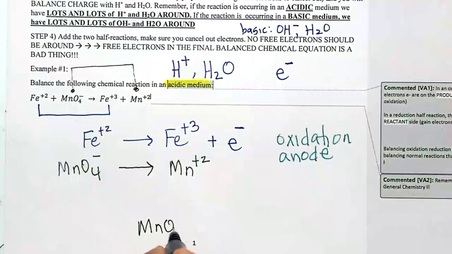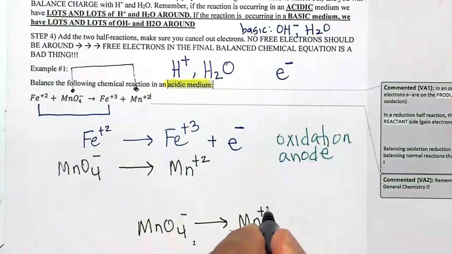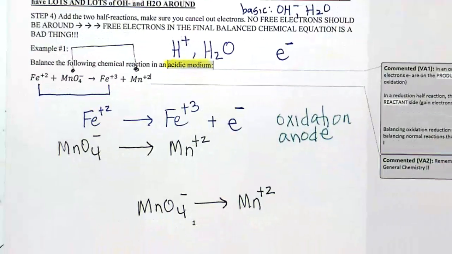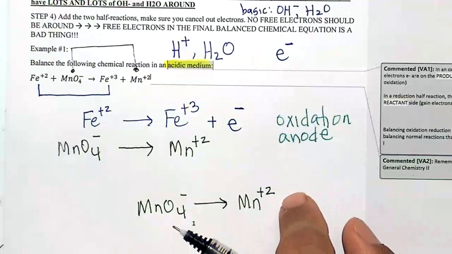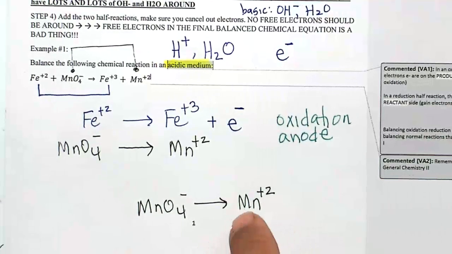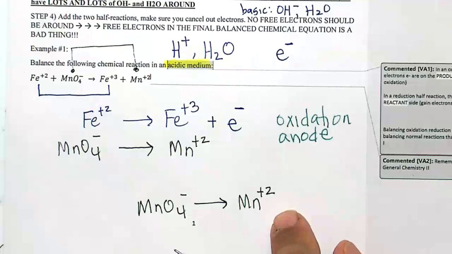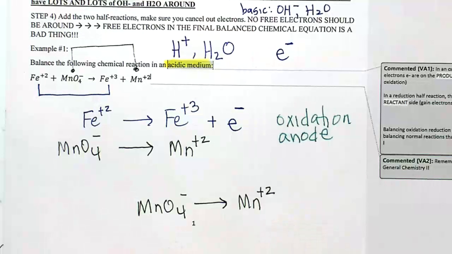Just write it out here. Right, so we have 1 Mn, 1 Mn. This is permanganate, that's the name of this ion, and this is manganese, Mn. So we have 1 Mn, we have 1 Mn. We have 4 oxygens. What will we do to balance out the oxygens?